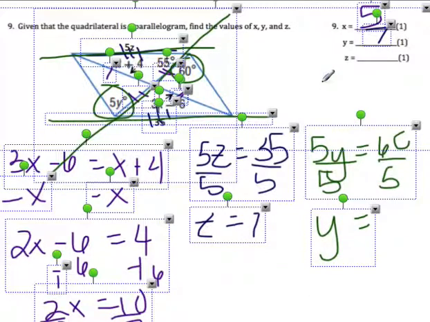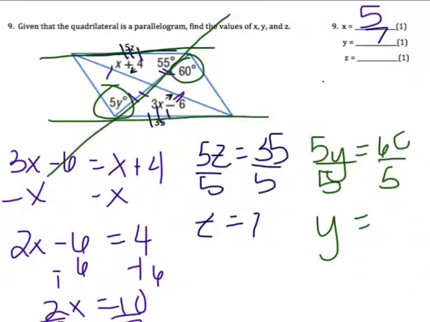Oops, so y is equal to 12. I put z, that should have been z. Flip-flop those. So y is equal to 12 and z is equal to 7.